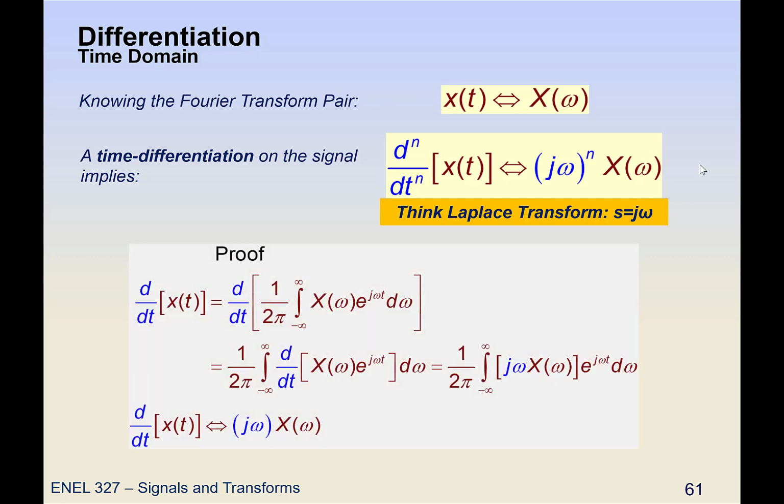Let's take a look at the proof of this. We just replace x with its inverse Fourier transform, and then I reverse the order of integration and differentiation because they're two different variables. If I do the differentiation, I only get the j omega, so if I do one derivative, I just get a single j omega. And you can just keep repeating this process. If you take a derivative of that result, you just get another j omega and another j omega, etc.